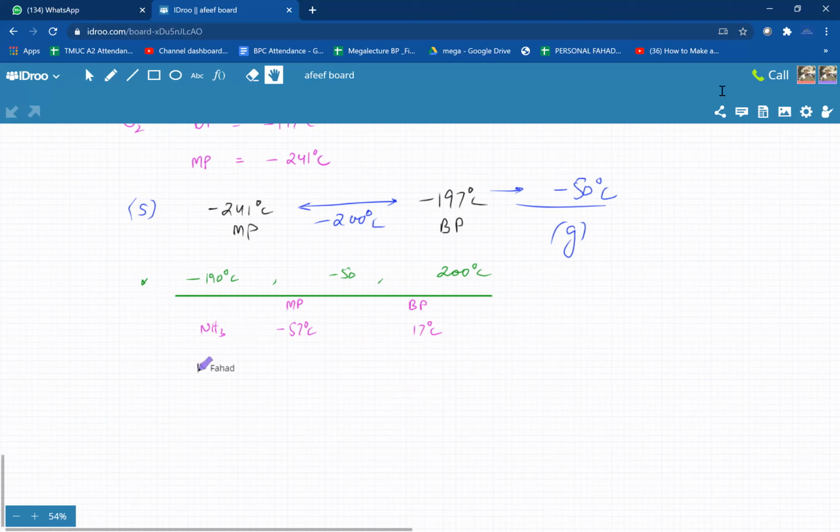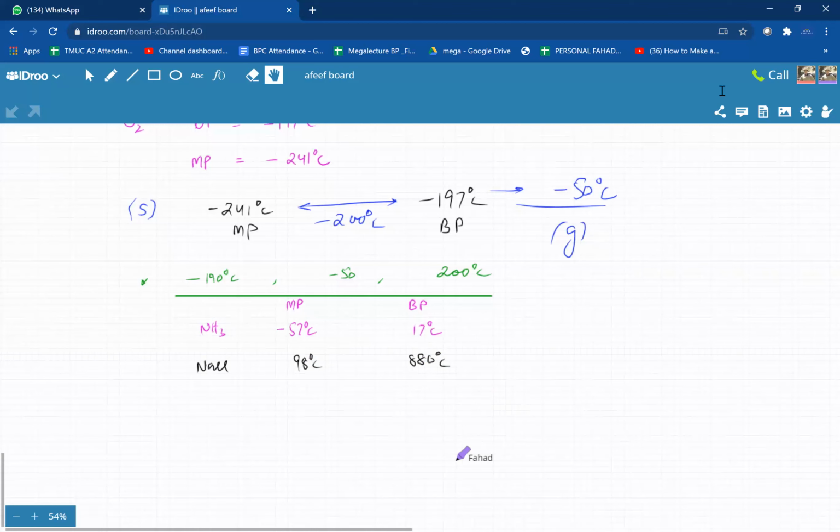Let's pick NaCl, which is your table salt. It's 98 degrees centigrade, and let's just make up these values, 880 degrees centigrade. So what's the state of NaCl at all three temperatures? At minus 190, what's the state? Minus 190 is a solid. And then at minus 50 is also solid, and then 200 is going to be liquid.